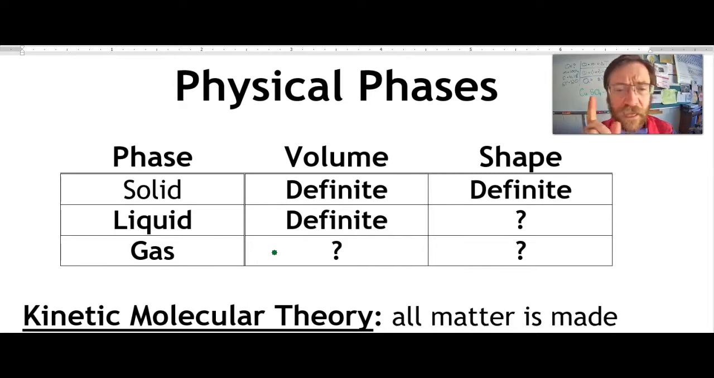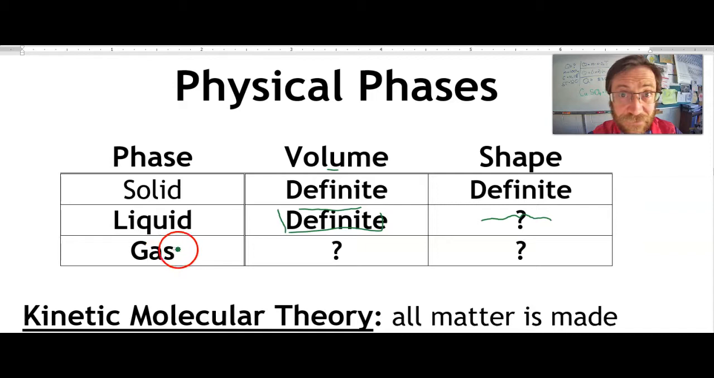So we have solid, we have liquid, we have gas. In a solid, the volume is definite. We know exactly what the volume is, the same with the shape. In other words, it doesn't change. Now for a liquid, the volume stays constant, but the shape can be whatever it wants, which is awesome. That's how we get hydraulics. We're going to talk about that in a little bit.